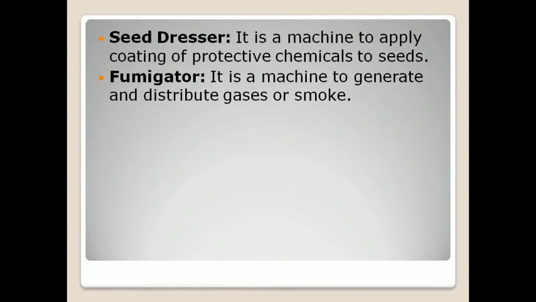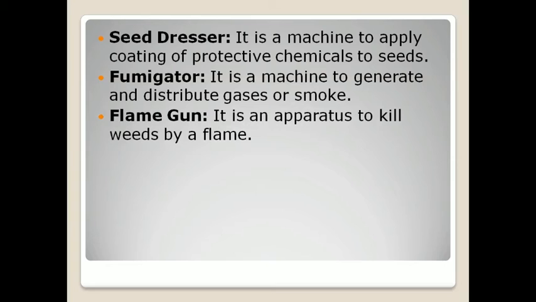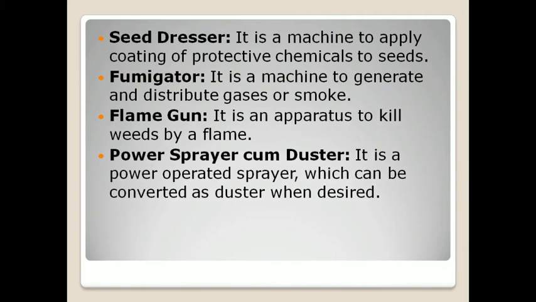Seed dresser. It is a machine to apply coating of protective chemicals to seeds. Fumigator. It is a machine to generate and distribute gases or smoke. Flame gun. It is an apparatus to kill weeds by a flame. Power sprayer cum duster. It is a power operated sprayer which can be converted as a duster when required.